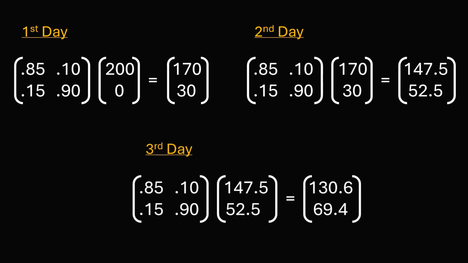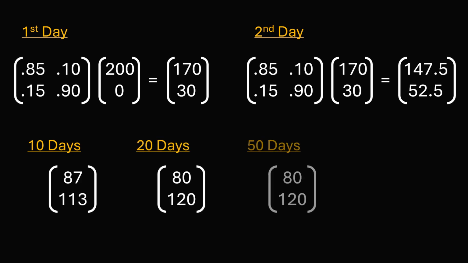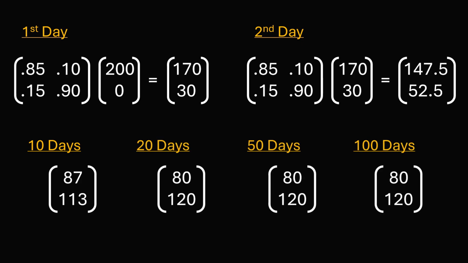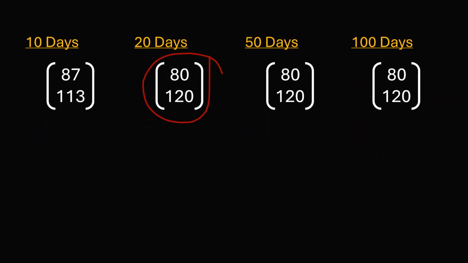So I've calculated the population till day 100, and I see that on day 10 there are 87 healthy people and 113 infected people. On day 20 it is 80 healthy and 120 infected. And I keep on calculating it further and further. What I found was that on day 50 it is still 80 healthy and 120 infected. And even on day 100 it is still 80 healthy and 120 infected. So I can see that after day 20, the population of healthy and infected people does not change. This means that after 21 days, 22 days, 23 days and so on, the population distribution will remain unchanged.